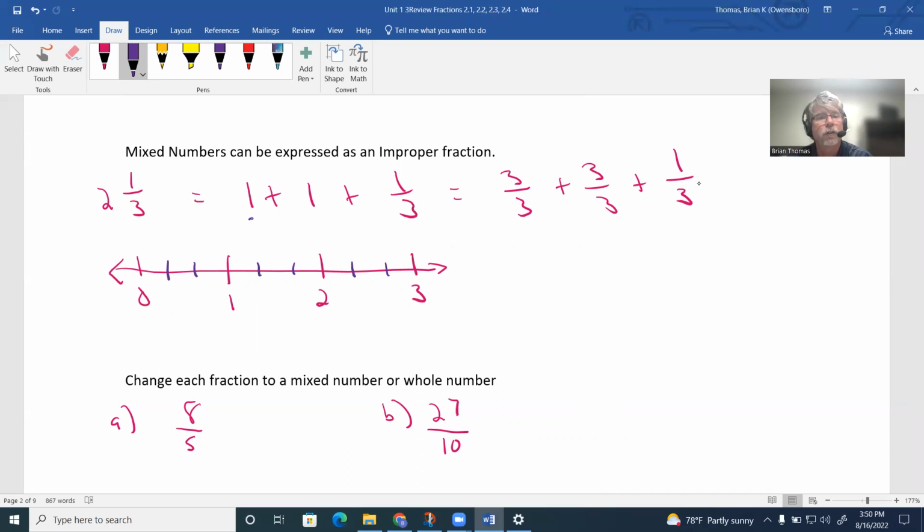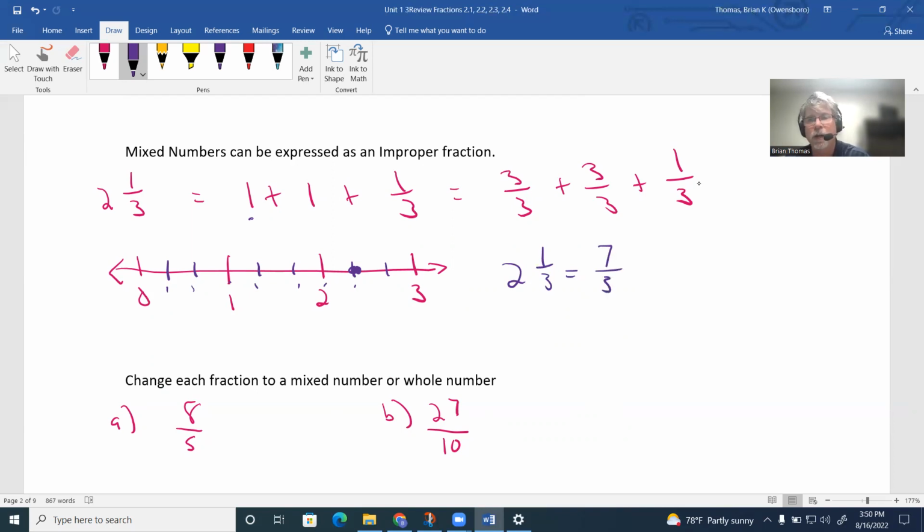So if I do 2 1/3, notice I can go 2 wholes and then another third. 2 1/3 would be located there. But also if I start from 0 and go to that spot by counting by thirds, we can see that there would be 1, 2, 3, 4, 5, 6, 7 thirds. So 2 1/3 can also be expressed as 7/3, or 7 thirds for short.